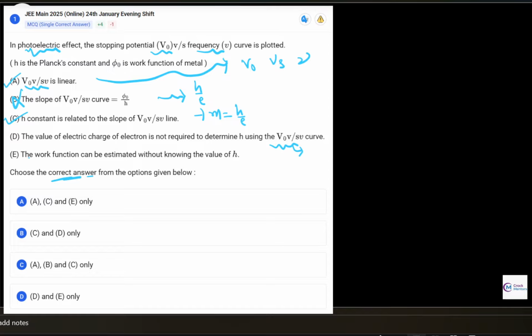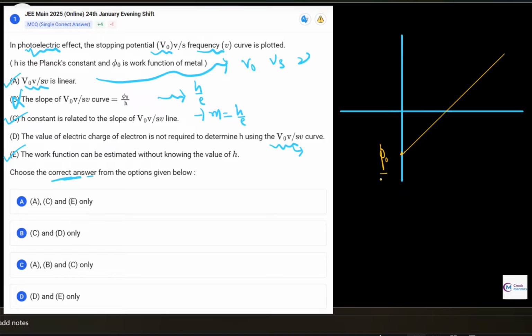Let us go through another option as well. The work function can be estimated without knowing the value of h. Yes, we can estimate the value of the work function without knowing h. Why? If the curve between stopping potential and frequency is given to us, then we know it passes through a point, and if we know where it is intercepting, then we can get the value of the work function as well. So this is the correct option. This is not the correct option.